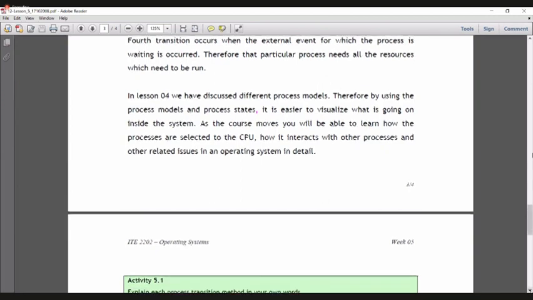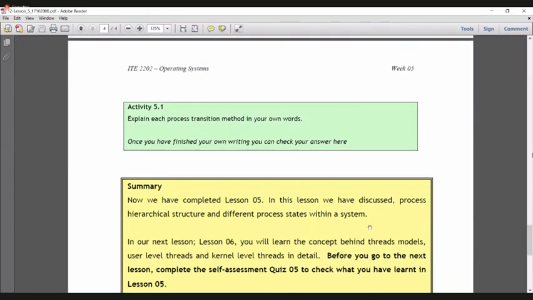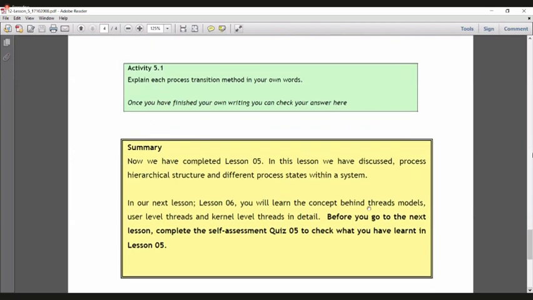Okay, so this is I think a short lesson. So now you should be able to explain each process transition method in your own words. Right? You don't have to memorize this, but when you understand the concept, you can explain it using your own words. So that's it for this. Now we have completed lesson 5. In this lesson, we have discussed the process hierarchical structure and different process states within a system.